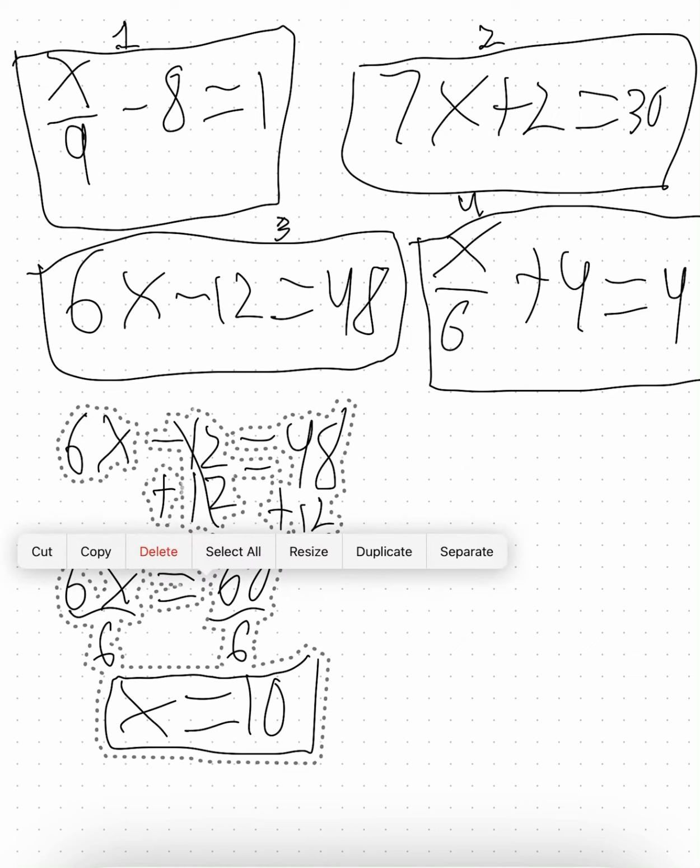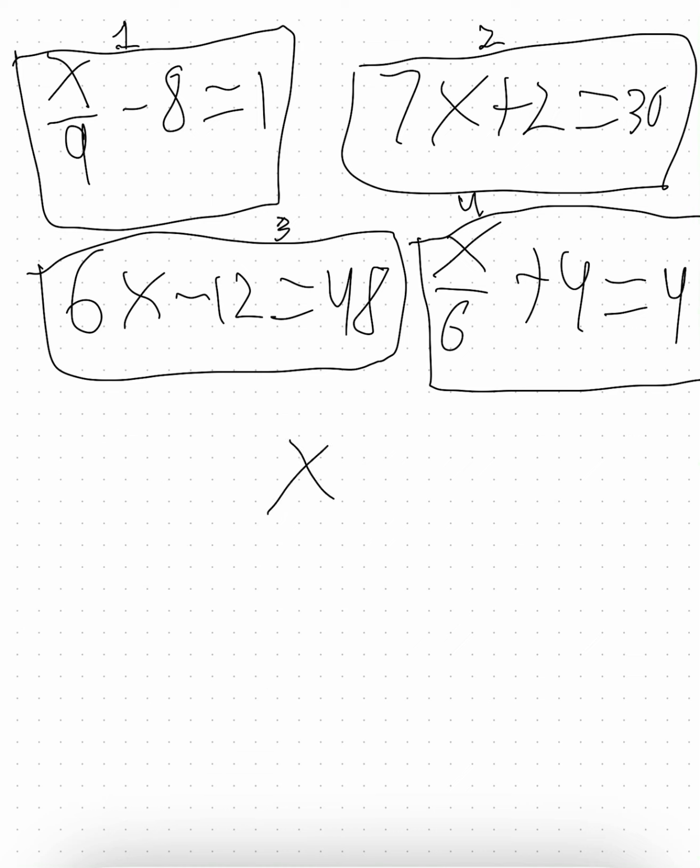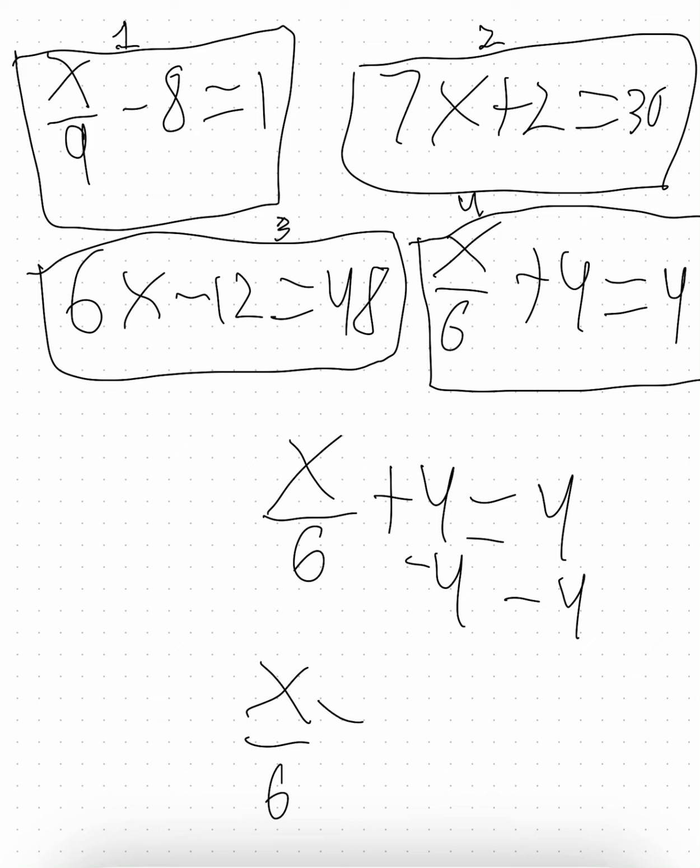Let's try the challenge problem. X over 6 plus 4 is equal to 4. How do we do this one? Well, if we subtract both sides by 4, we get x over 6 is equal to 0. Now this may look weird, but let's keep doing the process. We multiply by 6, get x is equal to, what is 0 times 6? 0, right?